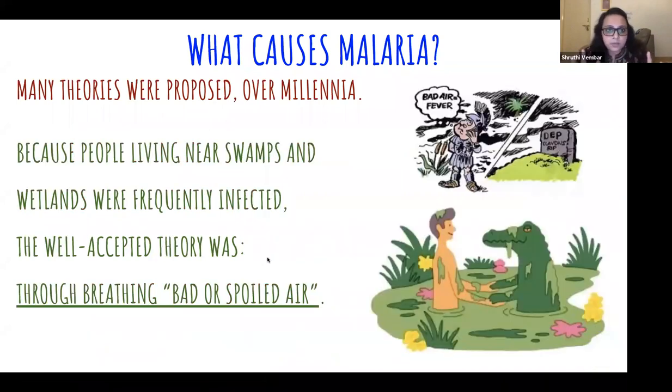But the most accepted one, and this really became accepted, I would say, by 1500 AD, was that malaria is caused due to breathing bad or spoiled air. So that's why the name malaria: mal meaning spoiled or bad, and aria meaning air, an ancient Italian word. So the word malaria comes into existence. I think the first written documentation of malaria was somewhere in 1574 or so. So in the 16th century is when people start calling it malaria, and they think the reason someone gets malaria is because they're breathing bad or spoiled air.